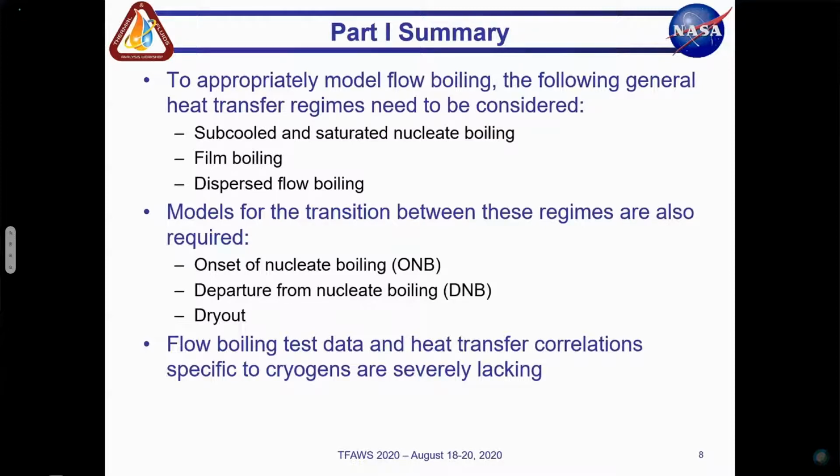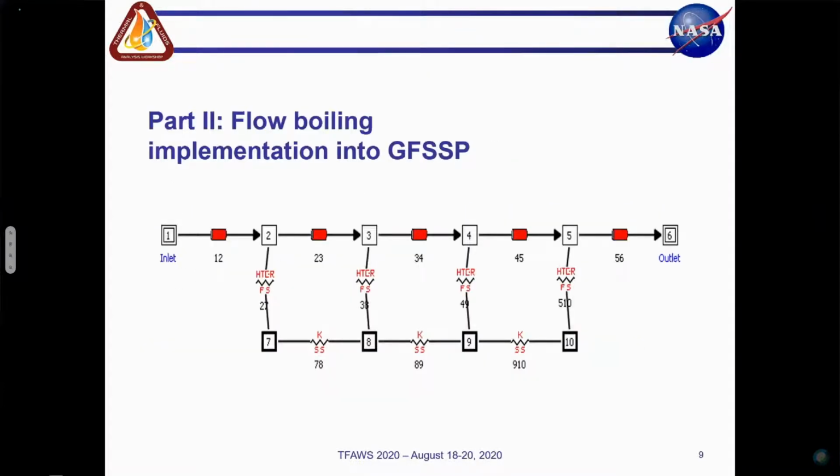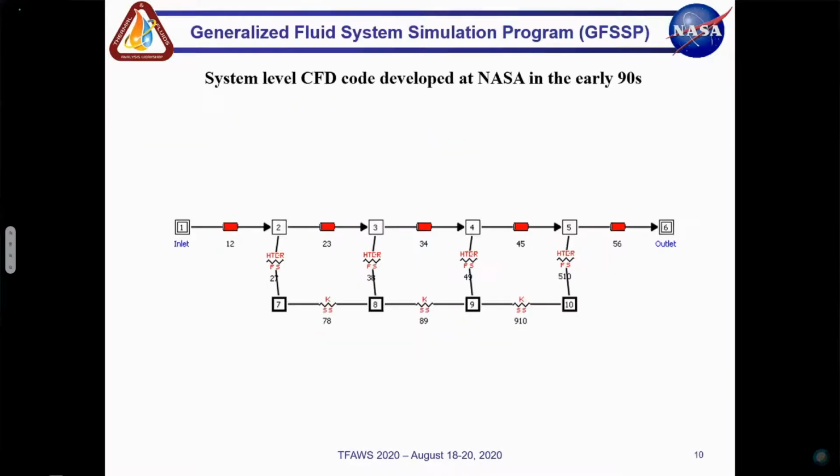So that's the end of part one. Just a summary slide here. To appropriately model boiling, we need to consider the nucleate boiling regime, the film boiling regime, and the dispersed flow boiling regime, all of which have heat transfer coefficients that vary drastically between one another. Also, the transitions between these regimes, namely the onset of nucleate boiling, the departure from nucleate boiling, and the dryout, also need to be modeled appropriately so we know when we're transitioning from regime to regime. And finally, flow boiling data and heat transfer correlations specific to cryogenic fluids are severely lacking in the literature.